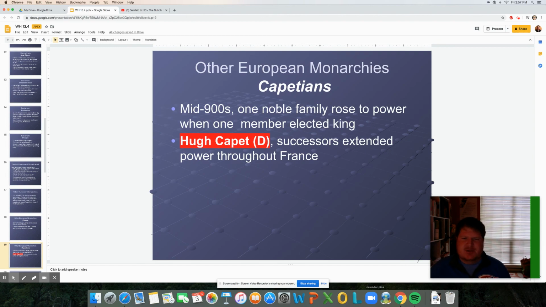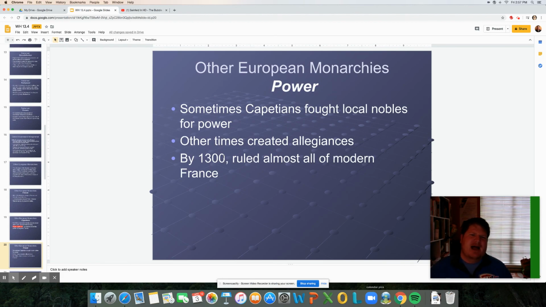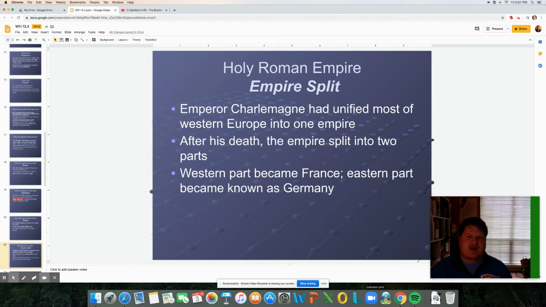And here's your definition for Hugh Capet. Basically, we see that this one individual rose to power. So you can pause and write the definition if you need to. Sometimes the Capetians fought local nobles over power. Other times they created allegiances, working with them. By 1300, they ruled most of modern-day France.